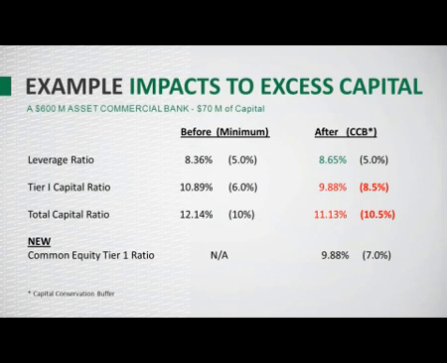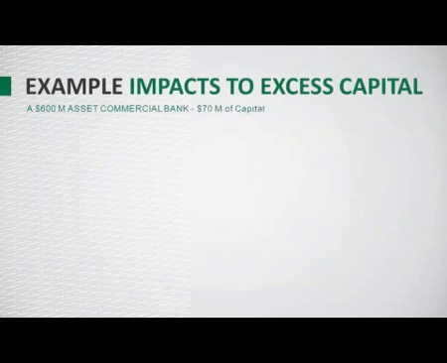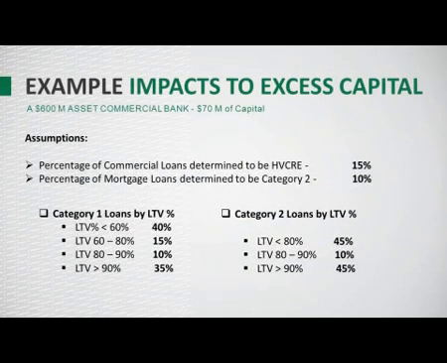The total capital ratio falls from 12.14 to 11.13, and the guideline minimum standard is increased from 10 to 10.5%. The new common equity Tier 1 ratio is established at 9.88%, and the standard for that under the proposed guidelines is 7%. So the item that impacts capital most directly and most immediately for this bank is the Tier 1 capital ratio. We're going to be talking about that a little bit more in a minute.